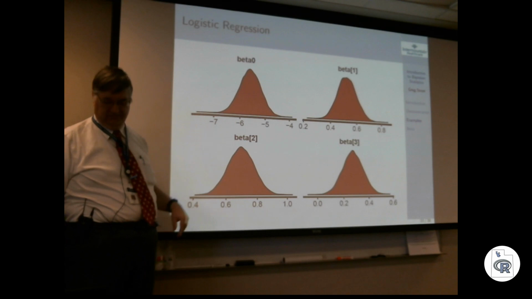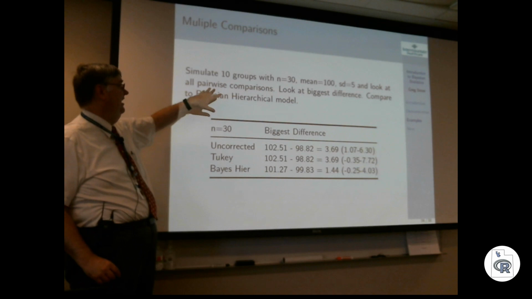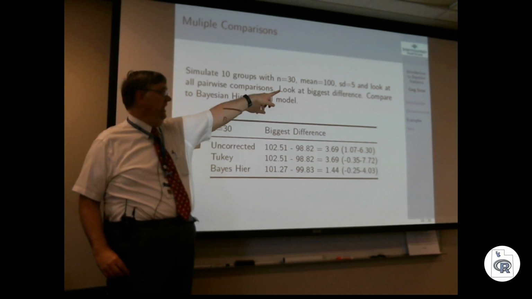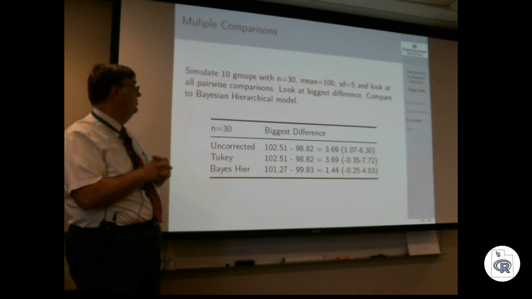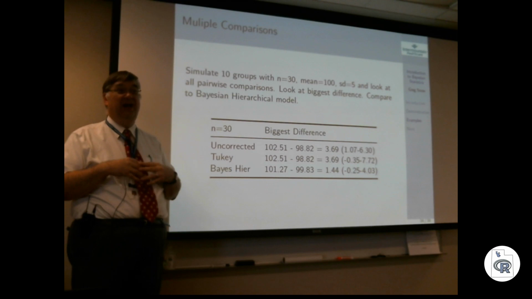Okay. Another thing I like is the multiple comparison problem. I like the Bayesian approach here. This is just using some simulated data. So what I did is I simulated 10 groups, each with a sample of size 30, mean 100, standard deviation 5. So there are no real differences in the original data here. But then I looked at all the pairwise comparisons. With 10 groups, there are close to 50 possible comparisons. So it's not surprising, if you don't adjust for multiple comparisons, to get something significant just by chance.